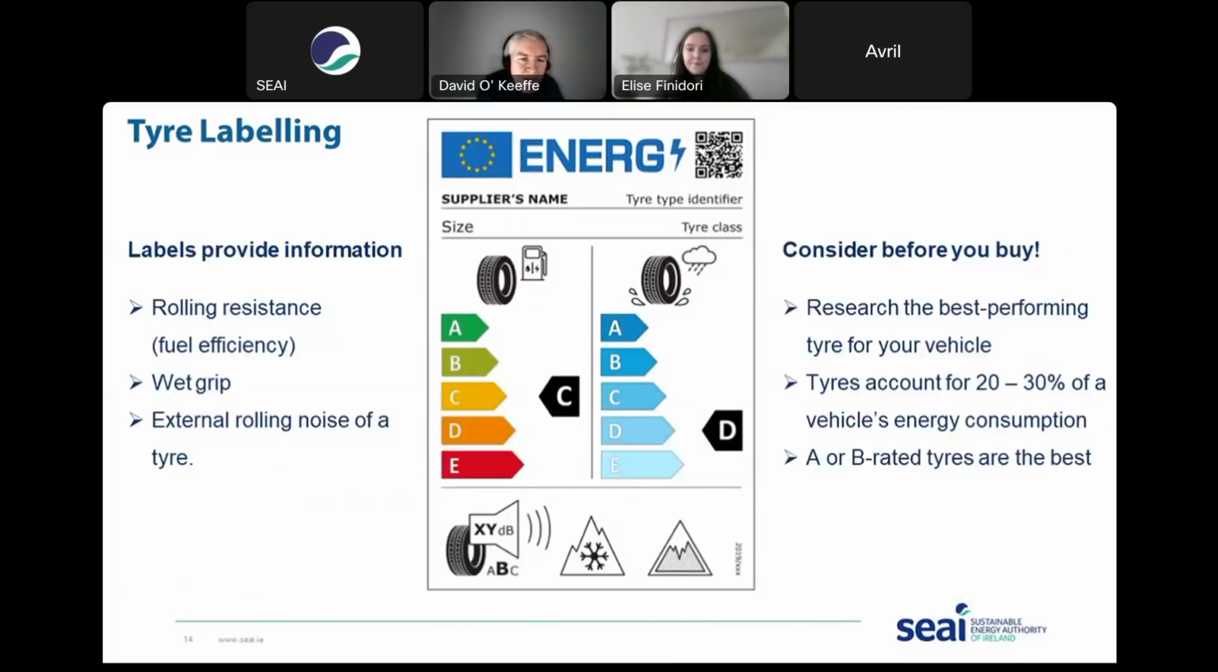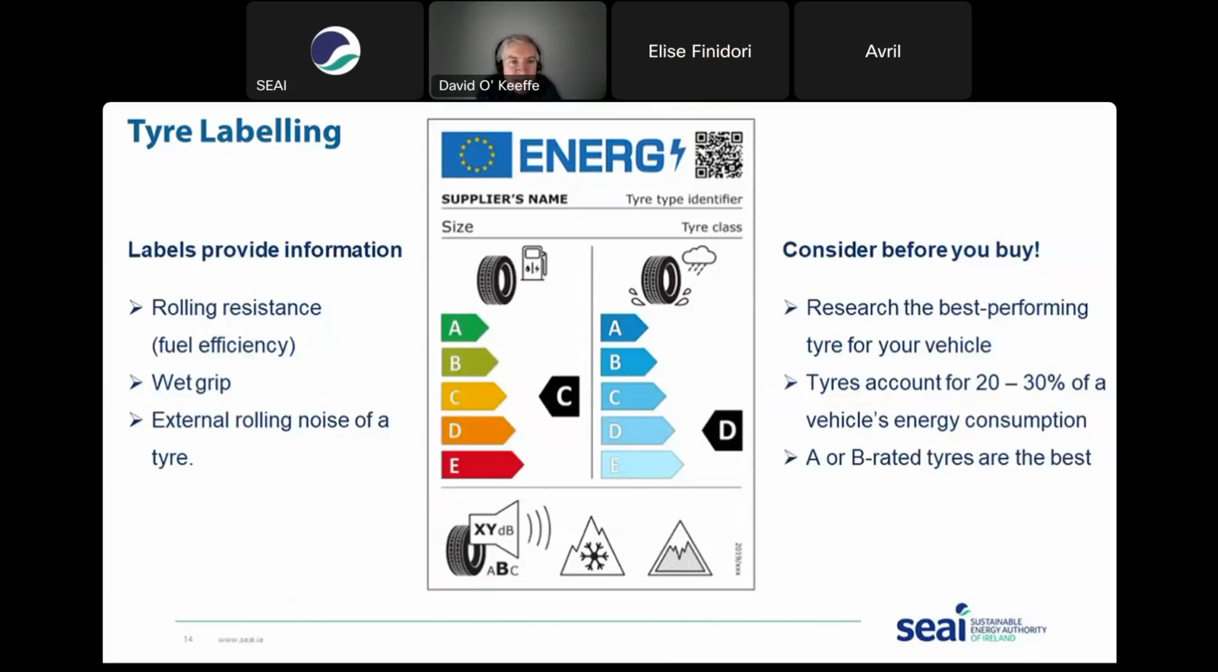Yeah, thanks a million. So tire labeling, very similar to the labeling on appliances and all the other categories we discussed previously. It's not new. It was introduced in 2012, and it contains some important information about the performance of the tire.